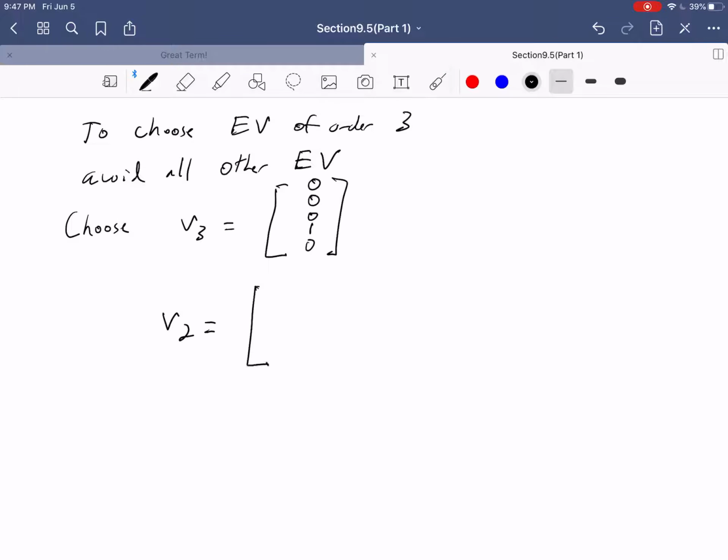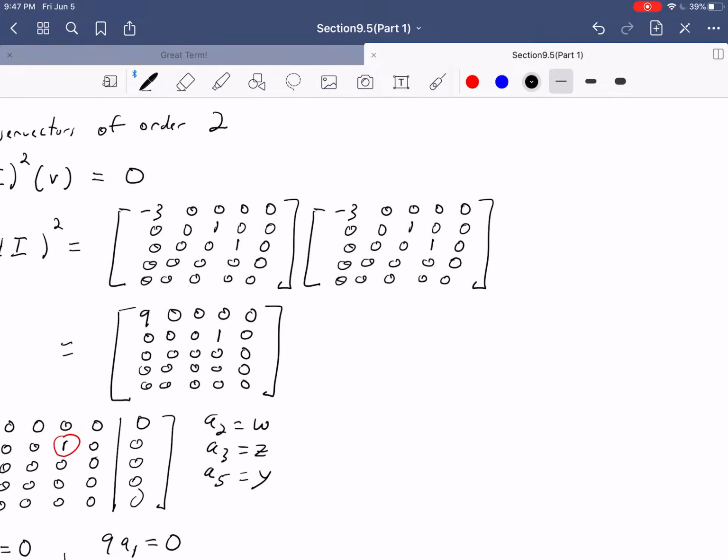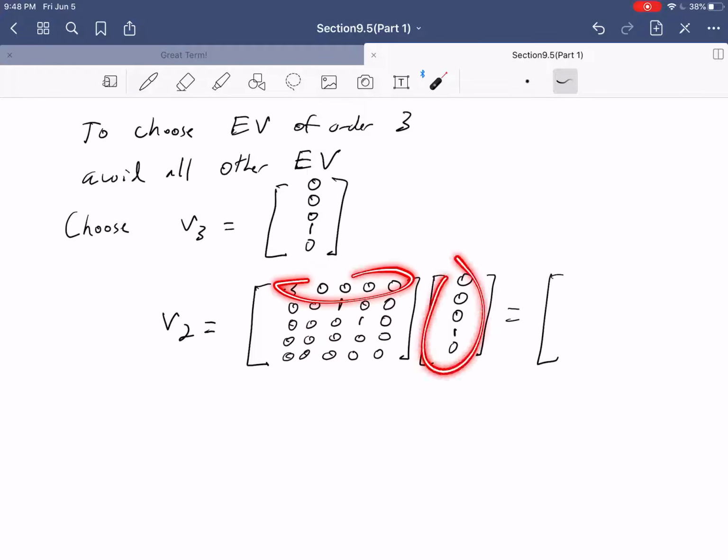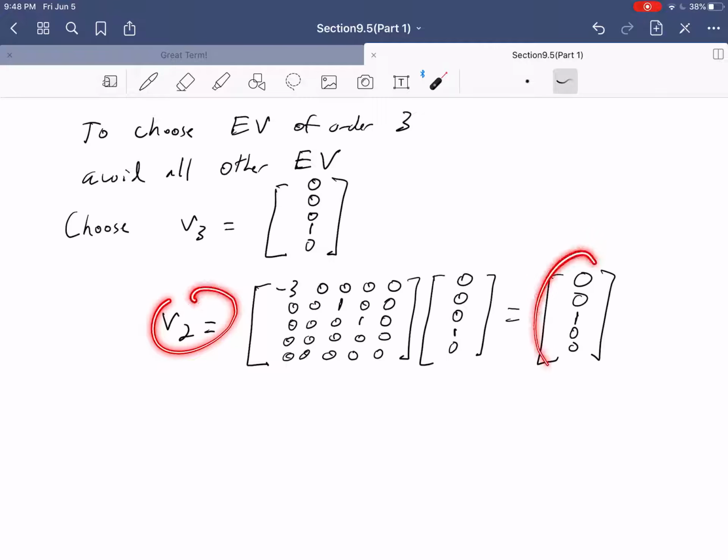V2 then is going to be our A minus 4I, so our minus 3, 0, 0, 0, 0, and so on, 1, 0, 0, 0, 0, 0, 1, 0, and then 2 zero rows down here. So that's our A minus 4I times this guy, 0, 0, 0, 1, 0. So let's see, this row times this column is going to be 0. This row times this column is going to be 0. Then this row times this column is going to be 1, and then 0, and then 0. So the V2 should be 0, 0, 1, 0, 0.